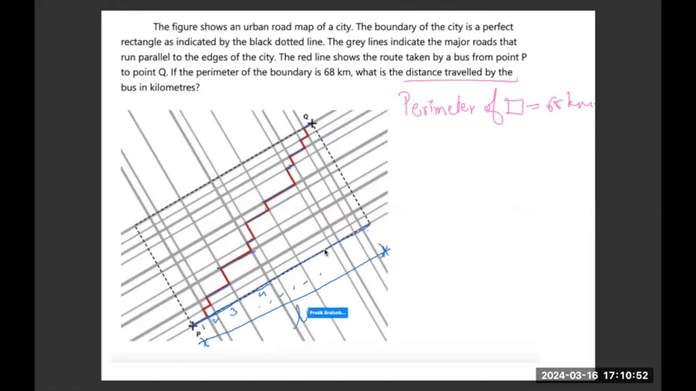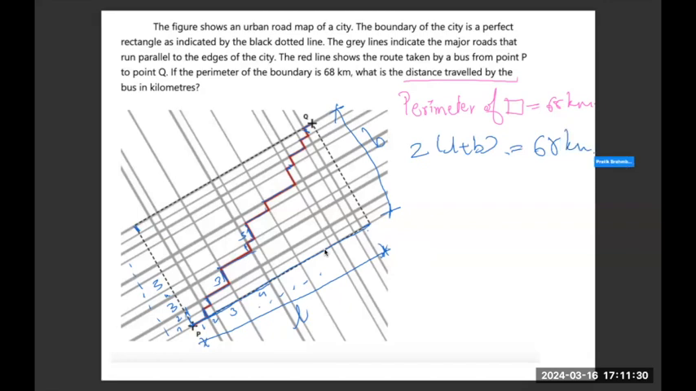Likewise, if I do this same exercise for the vertical and keep on tracing all the parts of the vertical here, I will be able to trace all the verticals till I go to the top part here, which means that all the vertical lines make up the breadth of the rectangle. I know the perimeter's formula is 2 into (L plus B), which is equal to 68 kilometers.